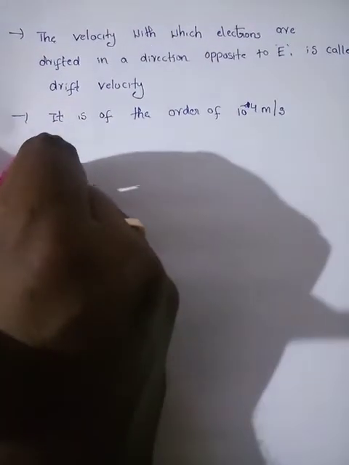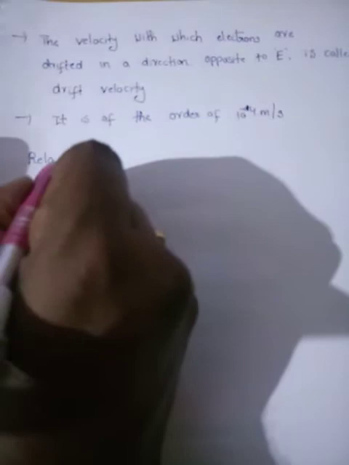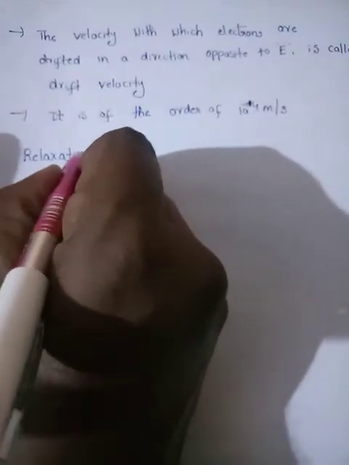Here we said that we represent one term, tau, as the relaxation time.